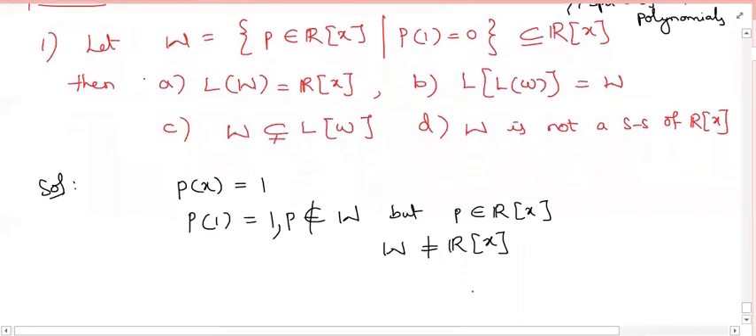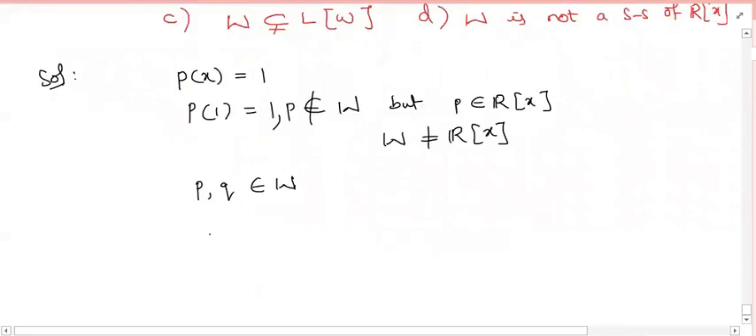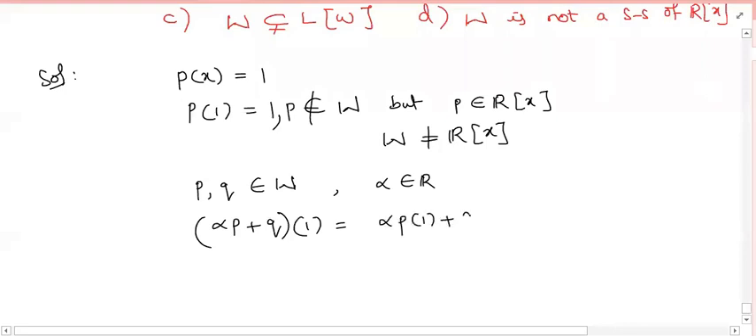But W is a subspace. If we prove that W is a subspace, we can see that W is a subspace. P comma Q belongs to W. I'm taking two polynomials, P comma Q in W. Then alpha P plus Q, where alpha is a real number, we want to show that it is in W. So I will find out the value at 1. Remember here P comma Q are polynomials, okay? Alpha into P of 1 plus Q of 1.